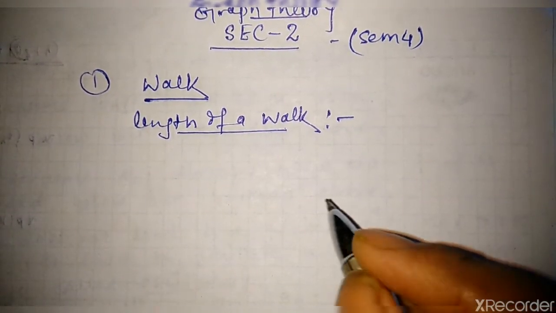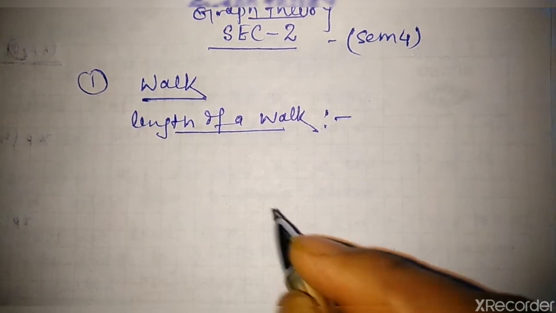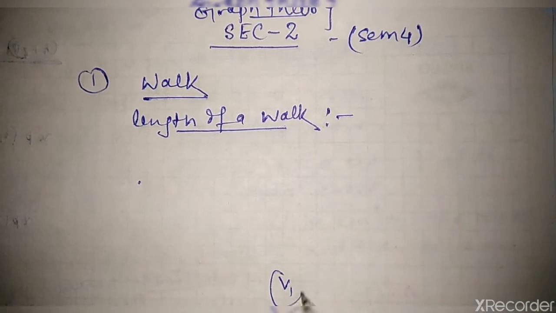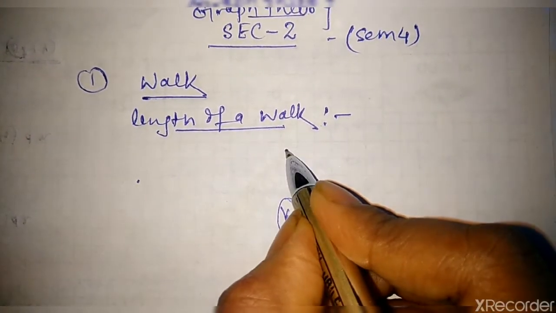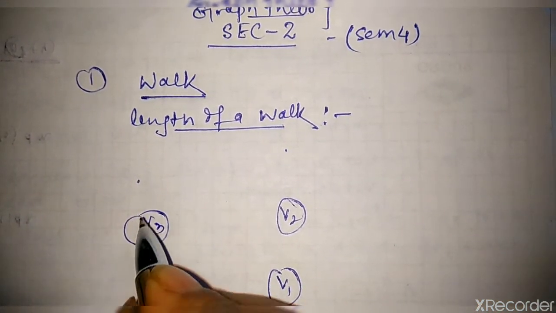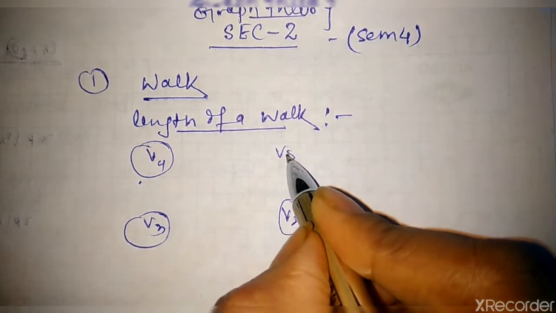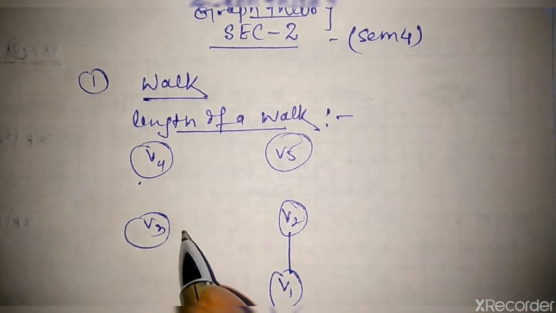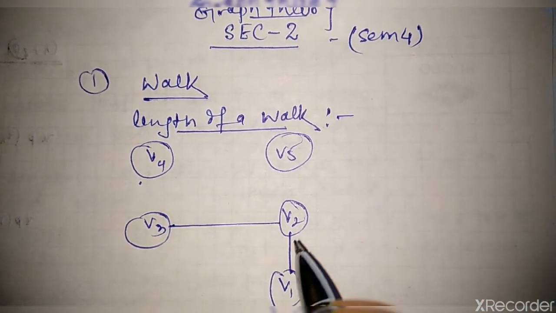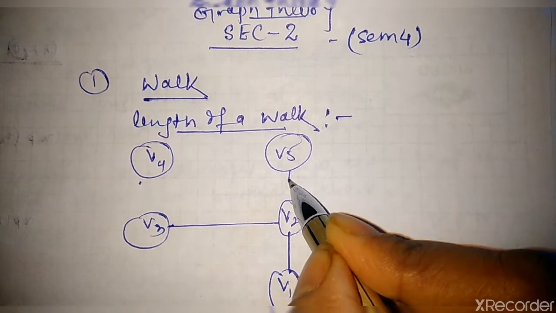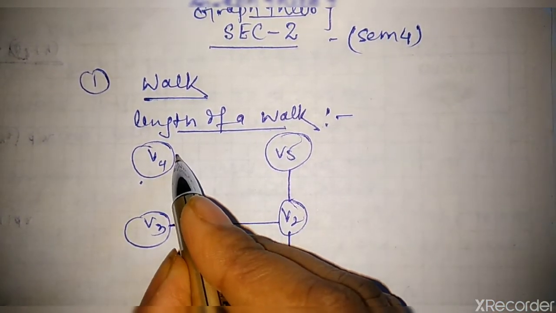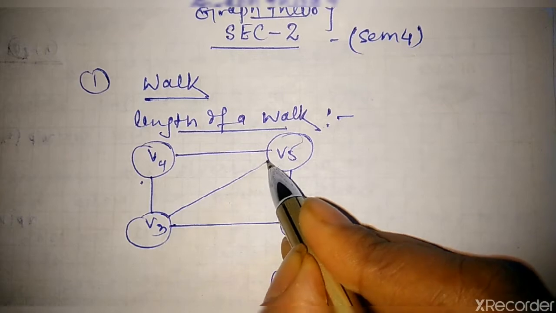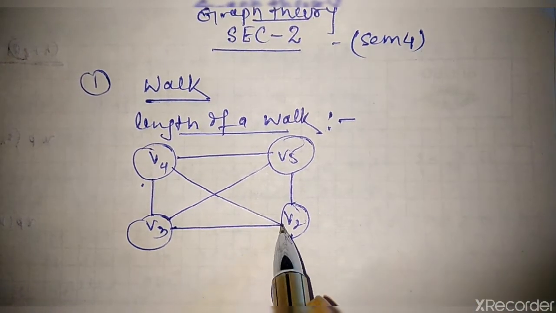Okay. So in the length of a walk, let us first draw some figure. We have V1, V2, then V3, then V4 and then V5. And we will join all these points this way. I'm not giving the direction here, I am just joining these points, V5, then V4 and then V5 and V4, V3, and also we can join V3, V5 and V4, V2.